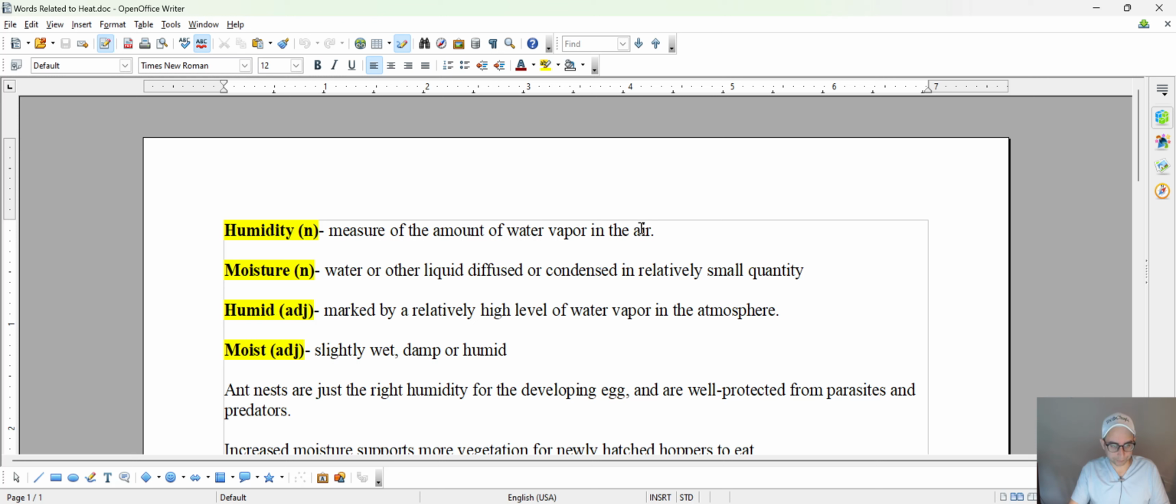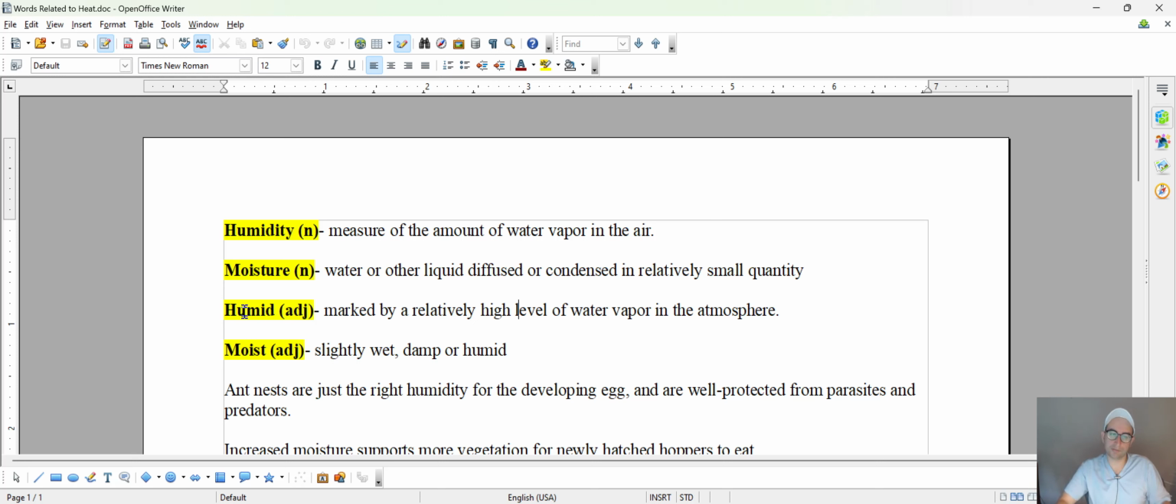Okay, so the next one is moisture. This is closely related as well. So this is water or other liquid diffuse or condense in a relatively small quantity. So basically what they're trying to convey here is that water in most cases is just collected on some kind of surface. Maybe there's water just collecting on a table, on my skin, sitting on top of a flower or some kind of plant. It's just accumulating or gathering somewhere. That's all. That's what moisture pretty much is.